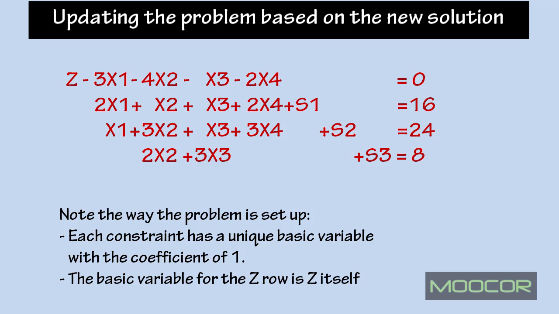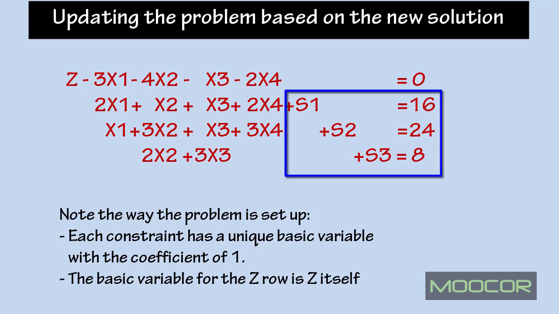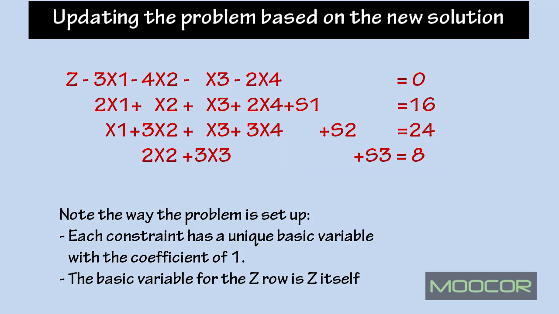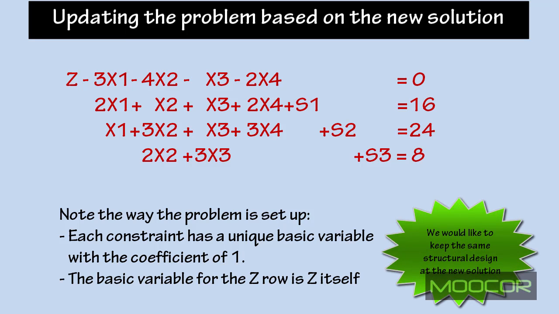Notice this structure of the problem. In each one of these constraints, I only have one basic variable, and that basic variable appears only on that constraint, nowhere else. All other coefficients of that basic variable are 0. We would like to keep the same structural design at the new solution. So we are going to perform some steps such that we will keep the new solution in this organization format.